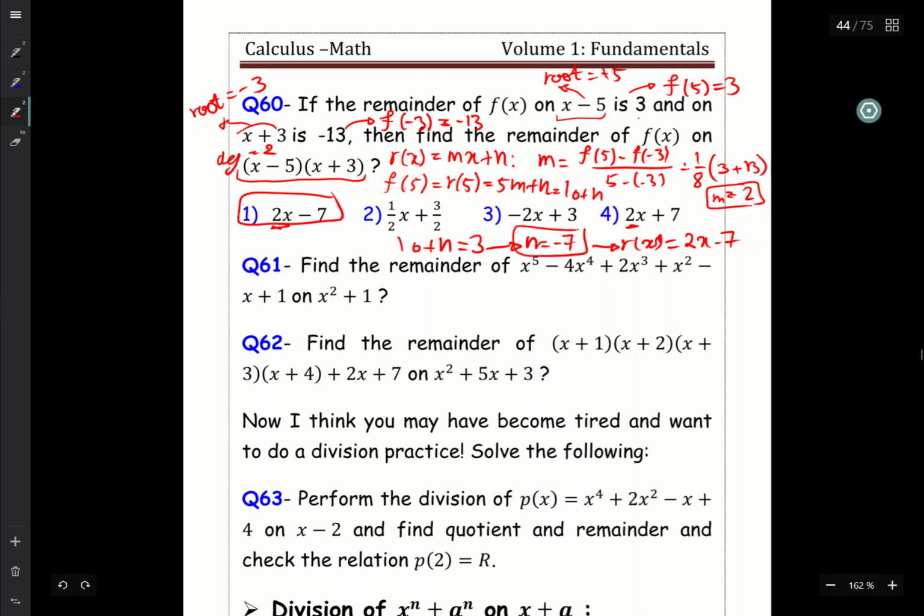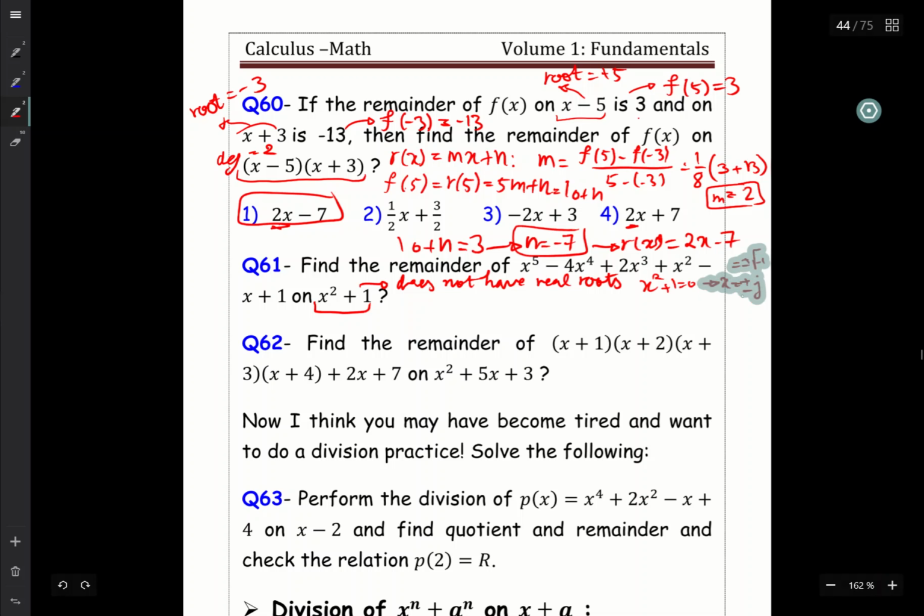Question 61. Find the remainder of x^5 - 4x^4 + 2x^3 + x^2 - x + 1 on x^2 + 1. Alright, this is interesting. So x^2 + 1 does not have any real roots. But again, as I mentioned, polynomials and the theorem that we just mentioned for calculating the root extends to complex numbers, and we already know that x^2 + 1 = 0 has two complex roots, plus or minus j, or plus or minus the square root of negative 1. But I don't want to go into that.